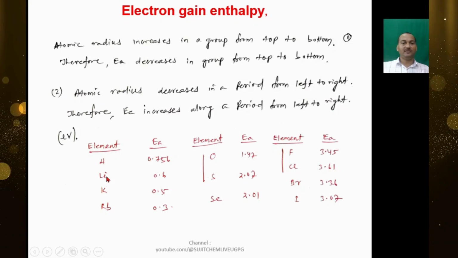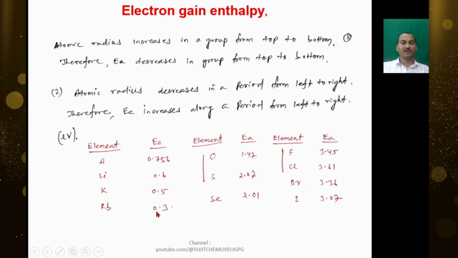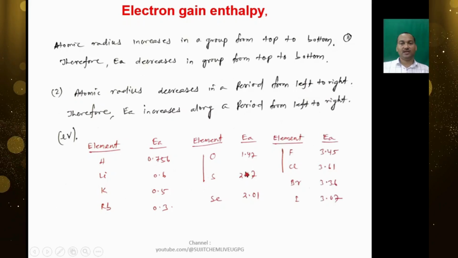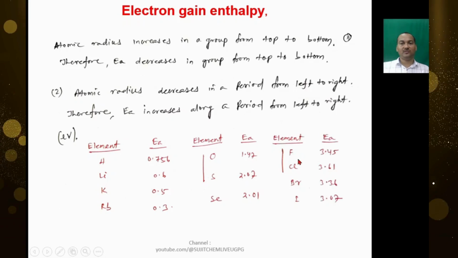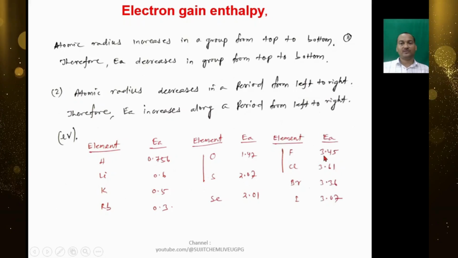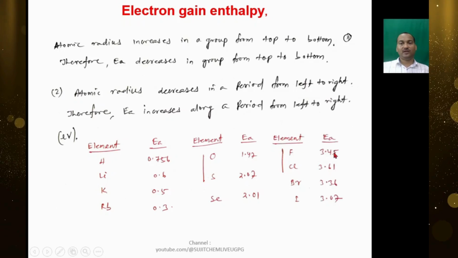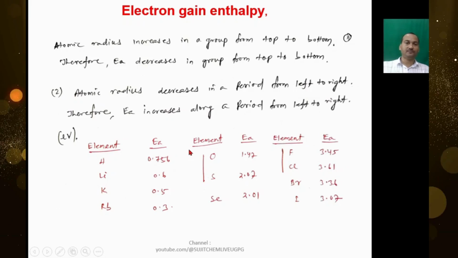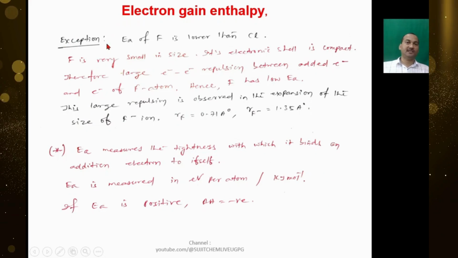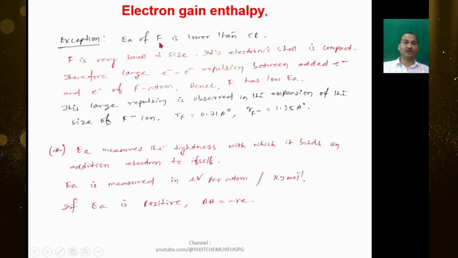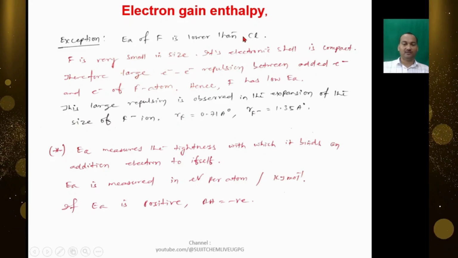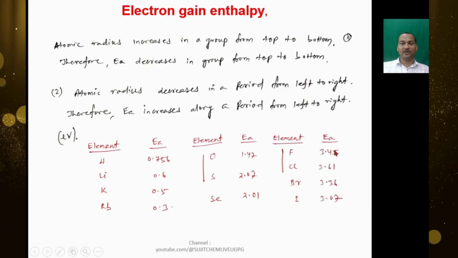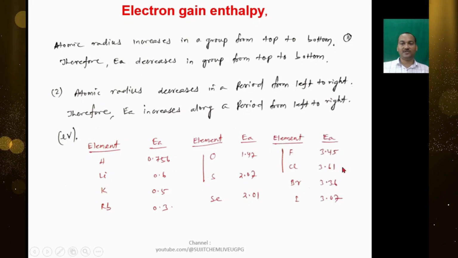Here are the elements hydrogen, lithium, potassium, rubidium and their electron affinity values. Similarly oxygen, sulfur, selenium and their electron affinity values. Similarly fluorine, chlorine, bromine, iodine. For fluorine 3.45, for chlorine 3.61. So there is some exception. Electron affinity for fluorine is lower than Cl. Here you can see electron affinity for fluorine is 3.45 and for chlorine is 3.61.